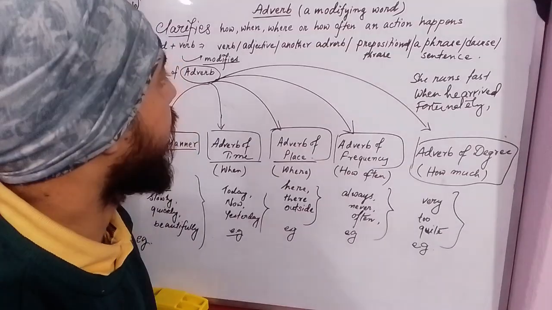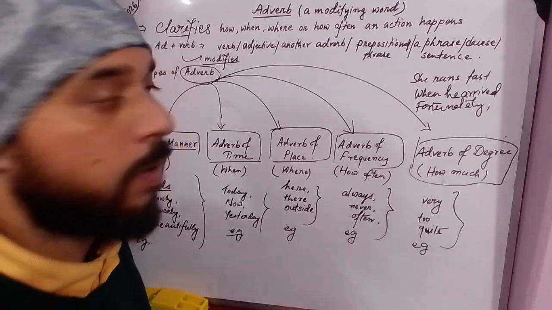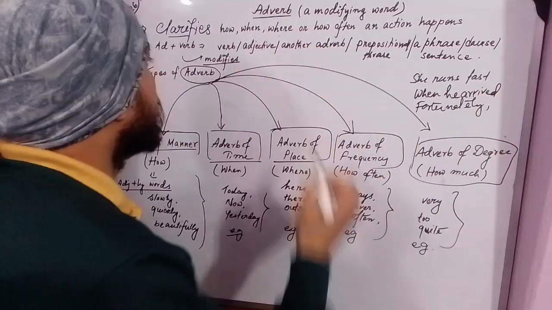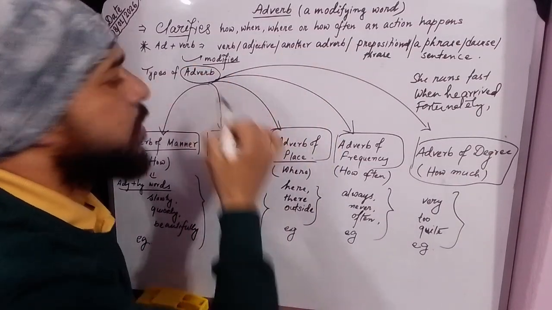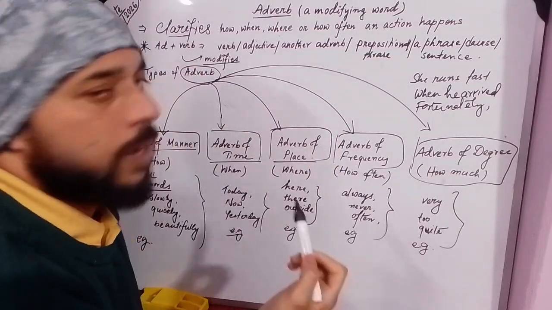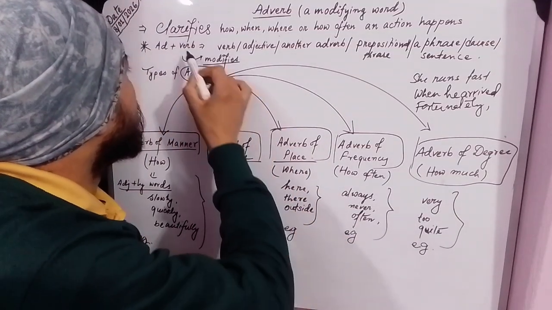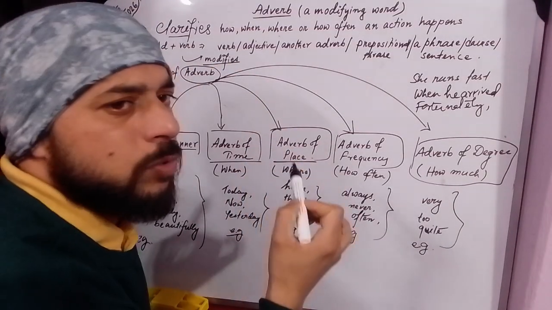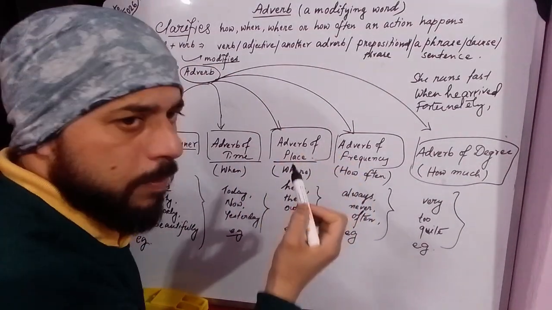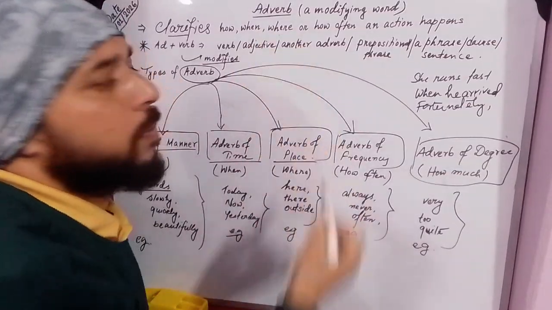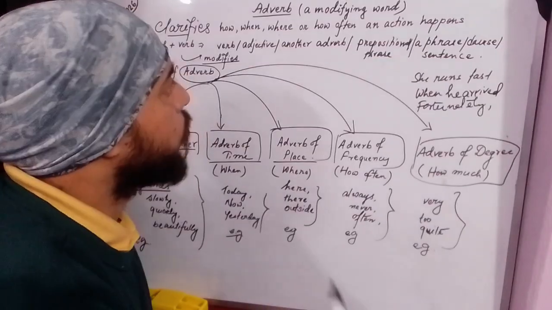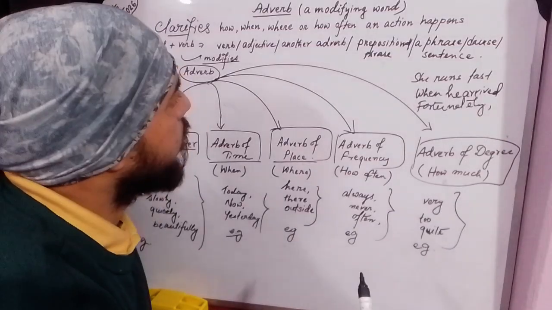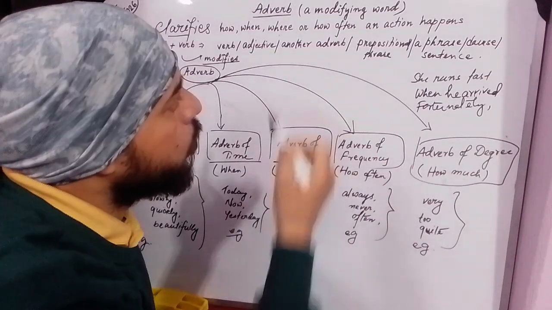Today's topic is adverb. So, let's start. Adverb, the word is made of ad plus verb. Obviously, we are getting one thing: that something is being added to the meaning of verb. So, that's all about adverb. Adverb is a modifying word. To modify means what? To add something to the meaning of that word.